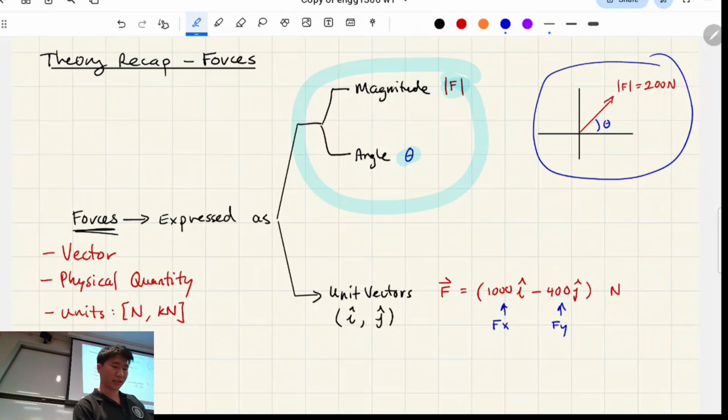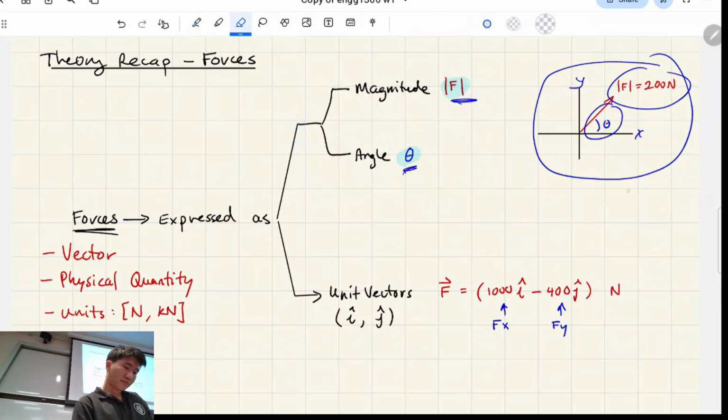So that's an XY plane. And you've got your magnitude and you have the direction it's coming off of. So when you're answering a question like find the magnitude and angle of this force, that's what they're asking for. They're asking for this and this, right? Okay.